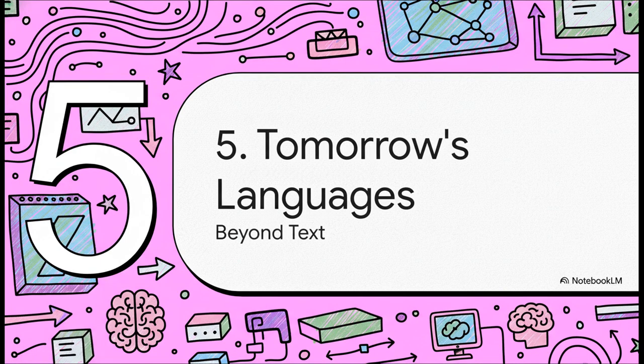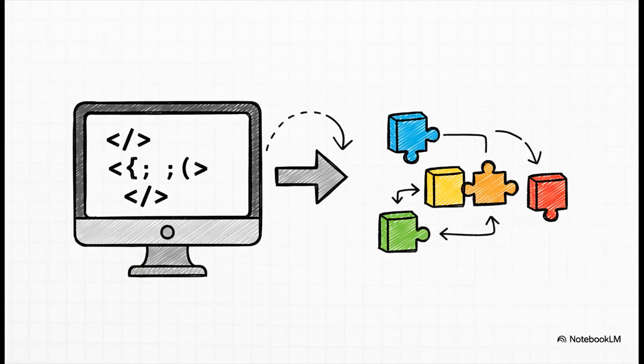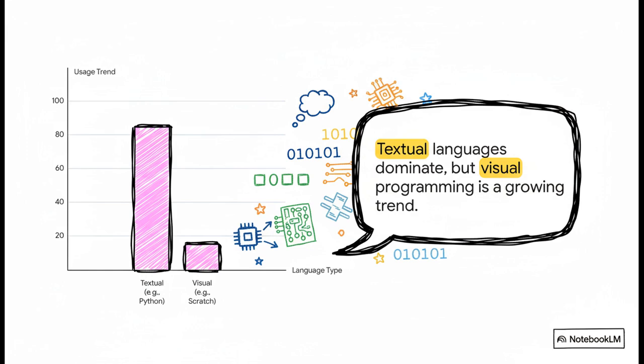Okay, so where does all this leave us today? Are we just going to keep inventing more and more languages where we type out text? Well, maybe not. The very idea of what a programming language is still evolving. Because here's the thing, programming isn't always about text anymore. Just take a look at this.